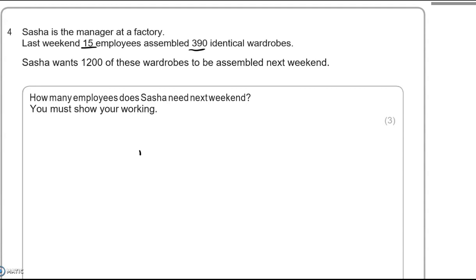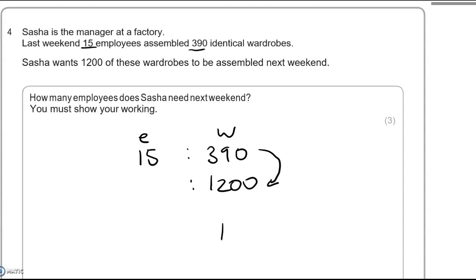So let's write the ratio first. 15 employees, 390 wardrobes, and she wants 1,200 of them to be assembled. So how many employees? Okay, so how many 390s fit into 1,200? You can use a calculator to do this. So you go 1,200 divided by 390, and that gives us 40 over 13. It can give you a decimal as well, but it's a recurring decimal. So let's just keep it like that in the calculator.